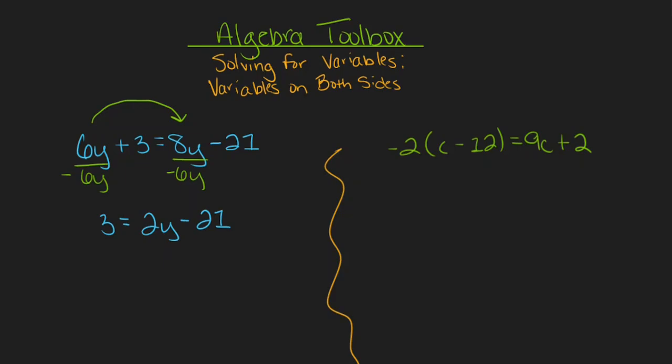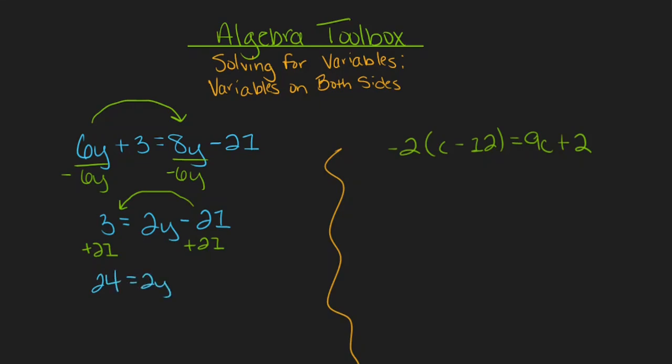Since I see that my variable only exists on the right side at this point, that means the left side must be the location that my numbers are going to end up. So I want to move the negative 21 out of the variable side and toward the number side. Since I see that I have subtraction in front of that 21 right now, I'll go ahead and move it over by using addition. So I'll add 21 to both sides, and that will give me 24 equals 2y.